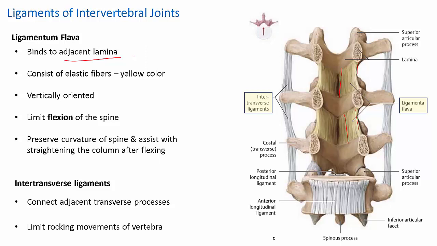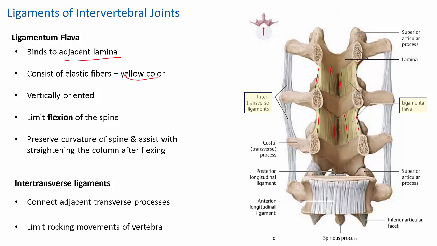So if you guys remember, when you do a laminectomy, you take off that spinous process, this ligamentum flava will often come with it. Like I mentioned, the name is coming from that yellow color, and it is vertically oriented. So here we have the vertebral column going straight up and down. You can see these ligaments are going straight up and down. So they're vertically oriented, and they're going to limit flexion of the spine.